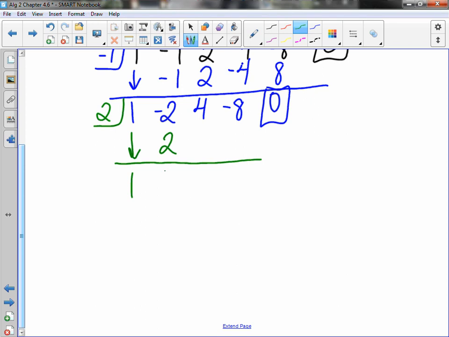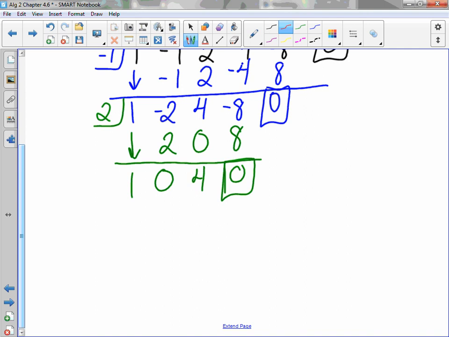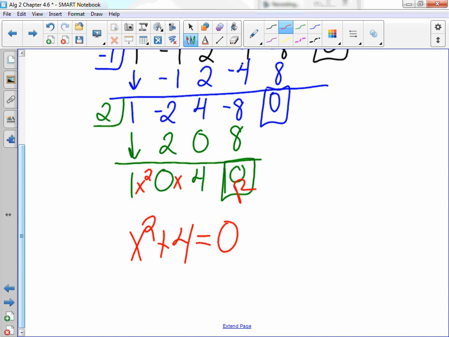Well, 1 times 2 is 2. Negative 2 plus 2 is 0, 2 times 0 is 0. 0 plus 4 is 4, and 2 times 4 is 8. So we get this here. So let's put the variables back in. Before we do that, are there any questions on what we've done so far? This is pretty much the same thing we've been doing the last 3 days. Yes? So when we put the variables back in, this will be our remainder. 4 is our constant term. 0 is the term with x, and 1 is the term with x squared. So what I'm left with is x squared plus 4 is equal to 0.